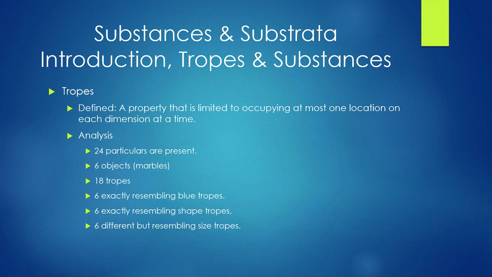So the trope theorist, and again, full disclosure, I am a trope theorist. If you're a trope theorist, you define a trope as a property that is limited to occupying at most 1 location on each dimension at a time. So a quality can only be in 1 place at 1 time. And this matches kind of how we normally observe things, that they can only be in 1 place at 1 time. So how would a trope theorist, namely myself, analyze this scenario? Well, I would say, as I did, that there are 24 particulars present. There would be 6 objects, the marbles, and there would be 18 tropes.